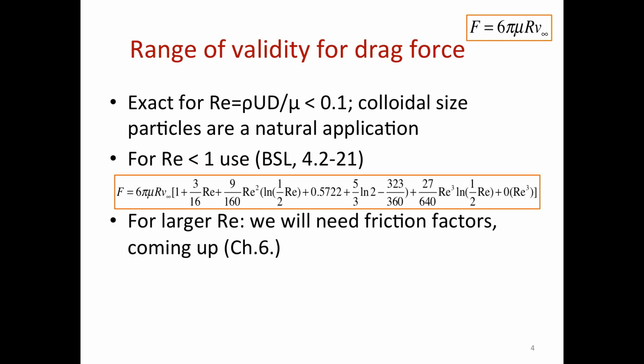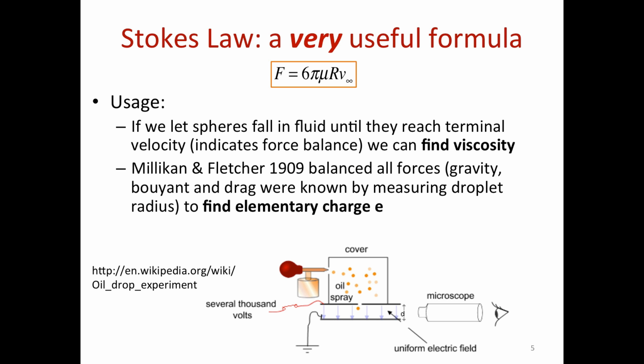Okay, so this is my Stokes formula. Now, in BSL, in section 4.2, you can find the applicable extension if you use the formula in the range of Reynolds numbers between 0.1 and 1. You can see how for very small Reynolds numbers all of this can be neglected, and I'm back down to Stokes. So this formula asymptotically goes to Stokes as the Reynolds number approaches 0. Now let's go over some uses of this formula.